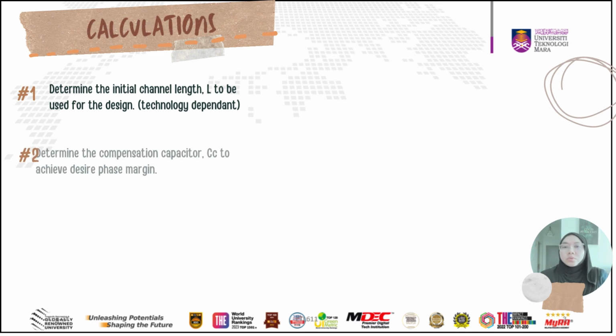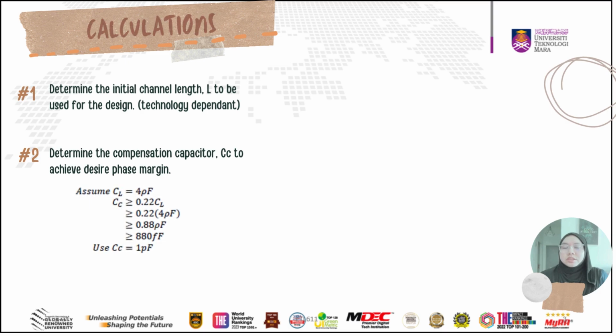The second step, we will determine the compensation capacitor. Let's assume the capacitance load is 4 picofarad, and therefore the compensation capacitance, after calculating 0.22 times 4 picofarad, we will get 1 picofarad.